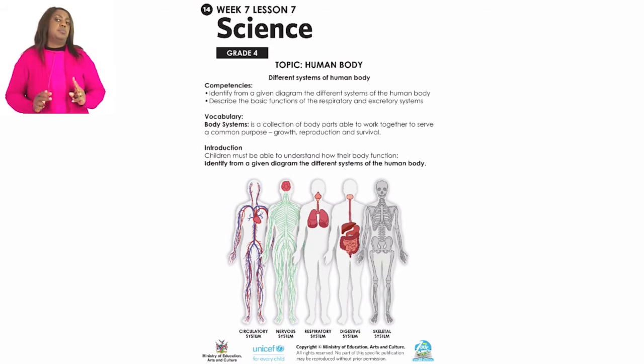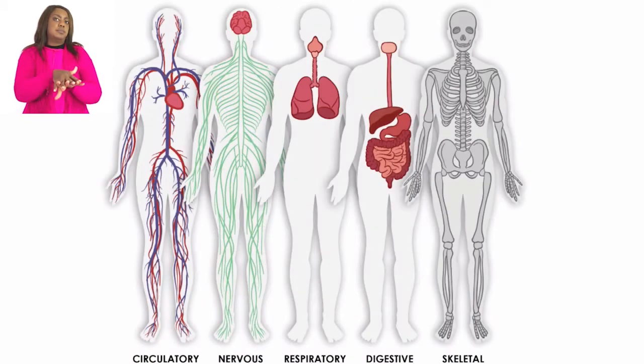Look at the pictures below. The circulatory system is made of a heart, blood vessels, and veins. The heart pumps blood to all parts of the body. The second system is the nervous system, which is made up of the brain and nerves. Now, the brain sends messages to all parts of the body.